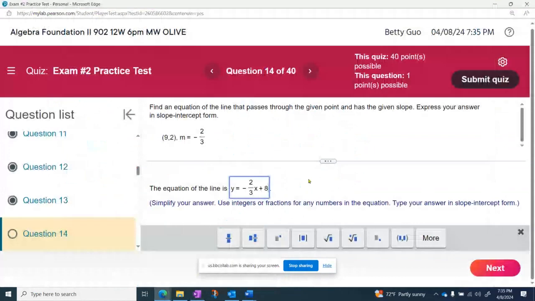You can also double check by yourself. Slope is negative 2/3, no problem. And then plug in x equals 9, y equals 2 to see if you have a true statement. 9 here, you would still have to do this part. Negative 6 plus 8 is 2. Questions?